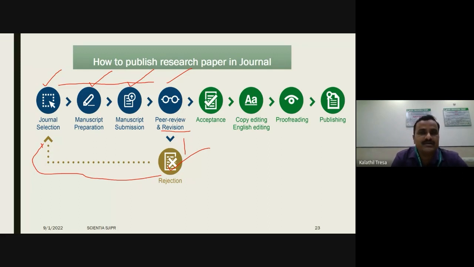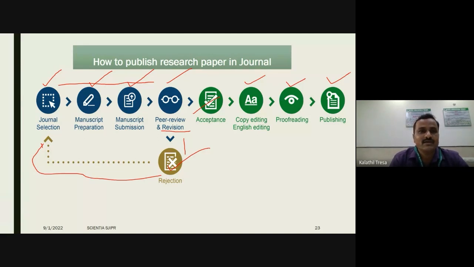Then after the revision, or if the research paper is accepted as it is, the next step is the acceptance. After acceptance, the copy editing process will be there. Then English editing is there. Then proofreading. The manuscript is sent to you after acceptance, in case there are any changes. That is the proofreading. And finally, your research paper will be published on the journal website as per the volume which is going on currently, volume and issue, and it will be notified to you, and it will be available on the journal website.